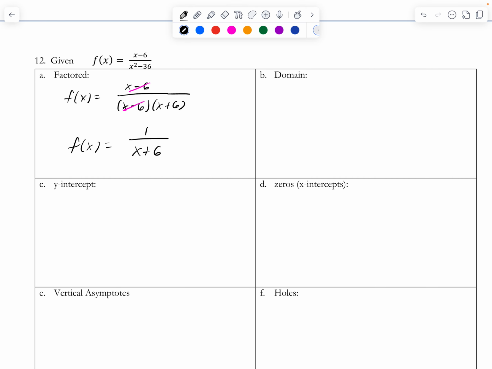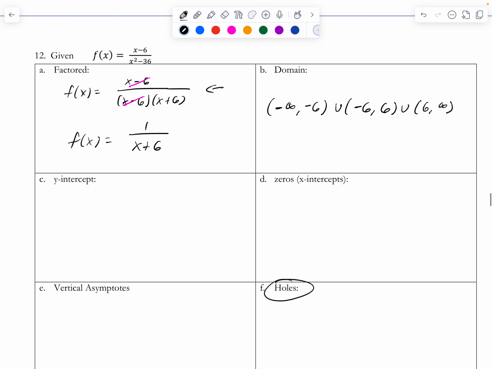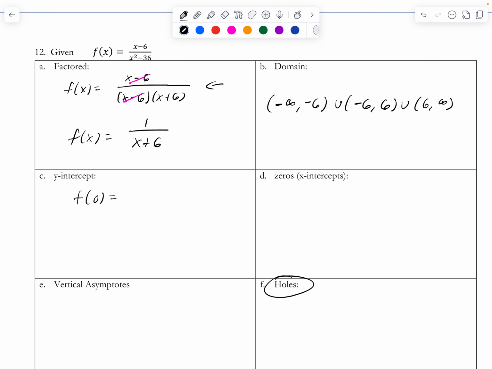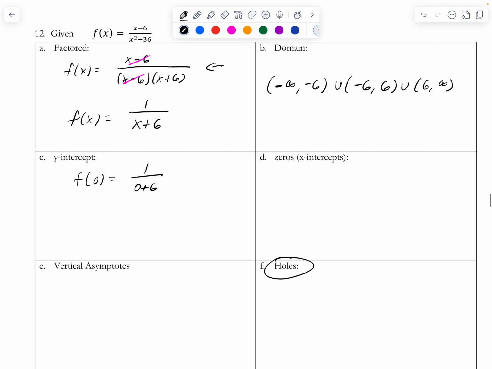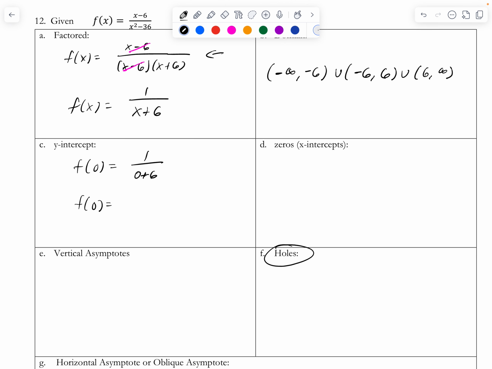Now immediately I'm thinking we have to have a hole, so I'll deal with that soon. My domain, if I look before I cross out, is going to be negative infinity, comma negative 6, union negative 6 to positive 6, union 6 to infinity. To find the y-intercept, I plug in 0 for x, and I'm doing this into the fully factored one now. So that's going to be 1/6, so 0 comma 1/6.